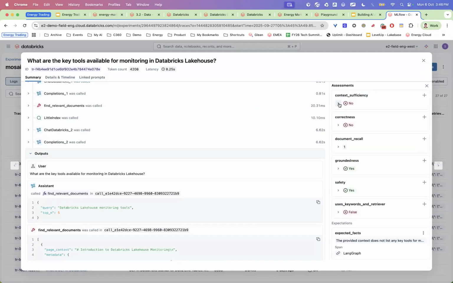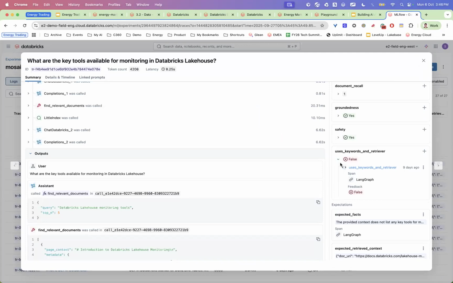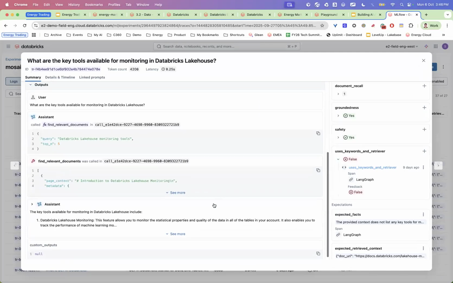So having this insight into how the agent is actually arriving at an answer is one of the most important aspects when you build these agents for your market analysis for energy trading. So I would say this is an important aspect.